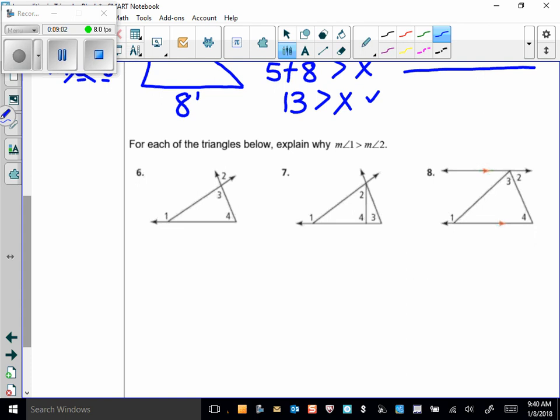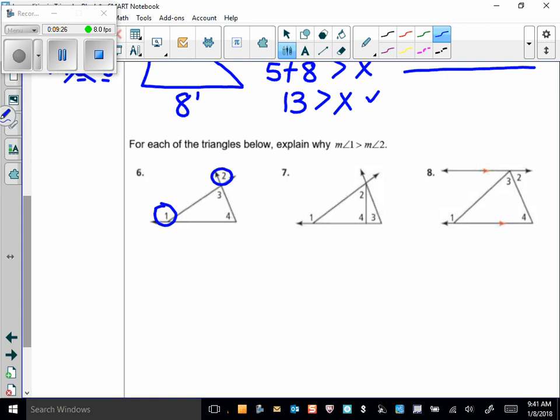Okay, we've got 3 problems here. Let me do one, and then I'll pause, like I like to do, and I'll let you do the other 2. For each of the triangles below, how do I know the measure of angle 1 is greater than the measure of angle 2? Okay, well, let's think about this. All right.